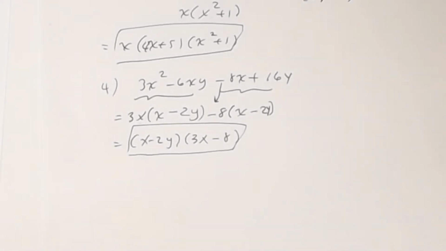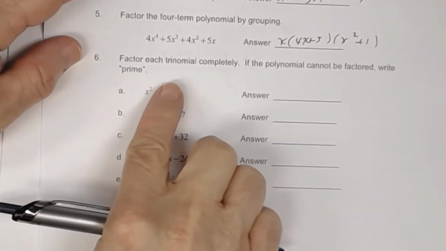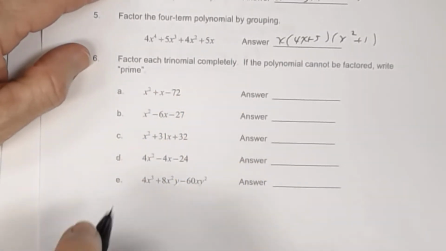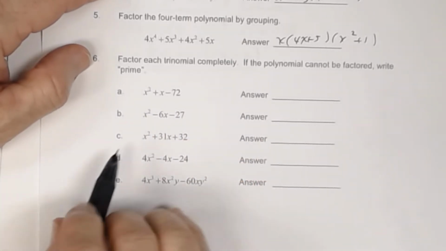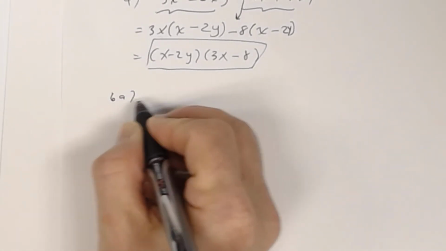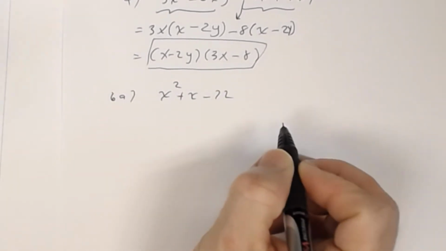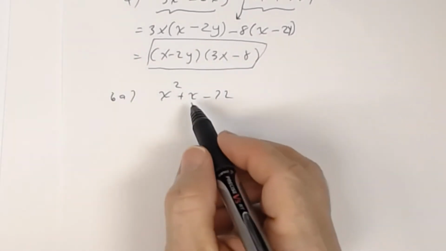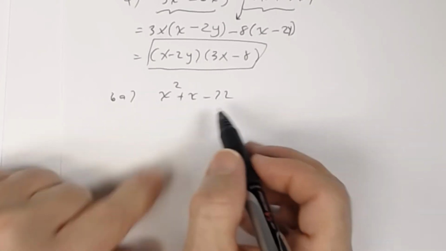Okay? All right. Now, number 6 says you want to factor each trinomial completely, and if the polynomial cannot be factored, you write the word prime. So if you look at letter A, 6a, you have x squared plus x minus 72. Now, you have to remember, the first thing you do is look for the GCF, and the GCF of those three terms is 1. So we're good at that point.